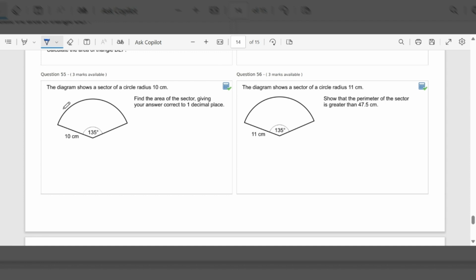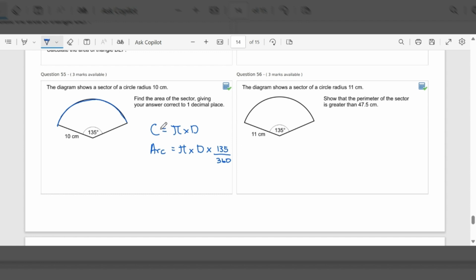Right. There's 2 things they might ask you for here. They might, or 3 really. They might ask you for the length of the arc, right? The length of the arc is linked to the circumference of the shape. However, if it's an arc, then we need to times the circumference by the angle in the middle over 360.